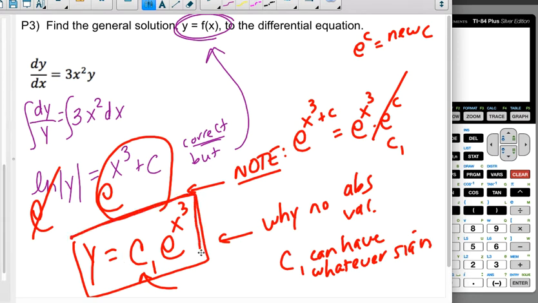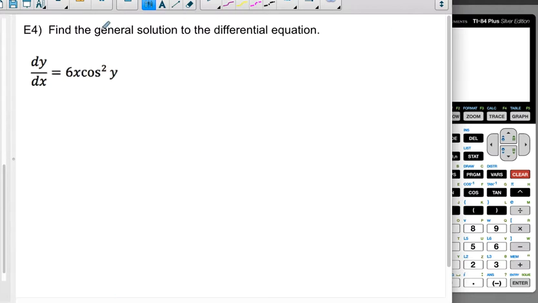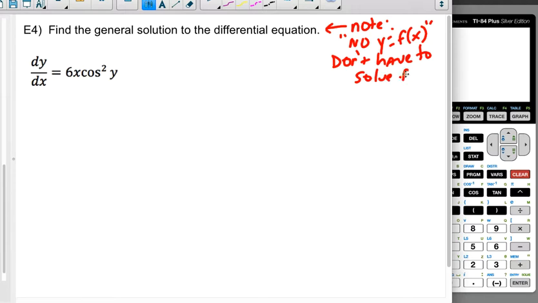So this is the way you're likely going to see this, right? Let's go ahead and keep moving. All right, so we're going to find the general solution. Now, what I want you to note here is that there's no y equals f of x comment. They didn't say that, so I don't have to solve for y. And if I'm not asked to solve for y, I probably shouldn't.